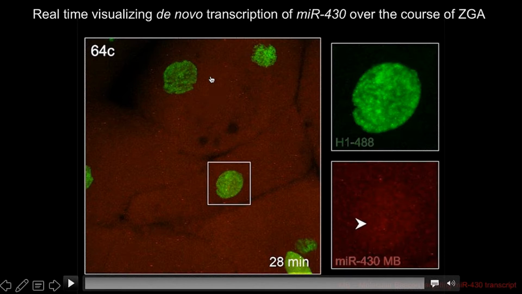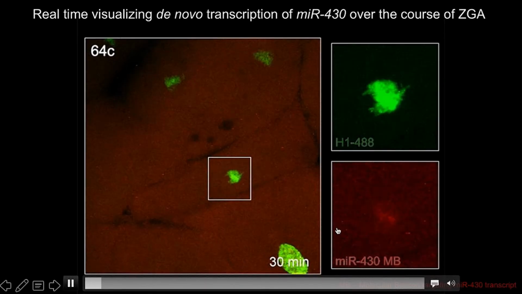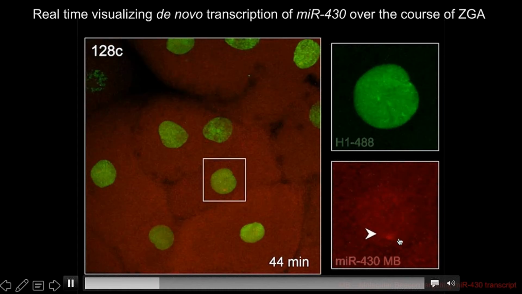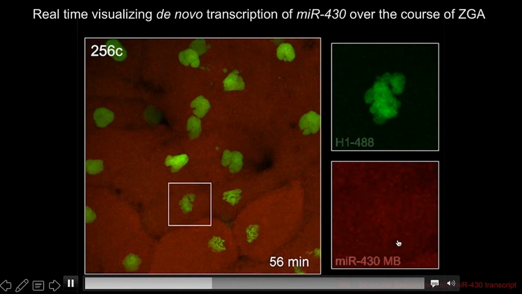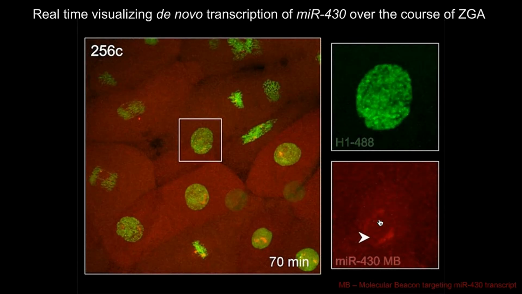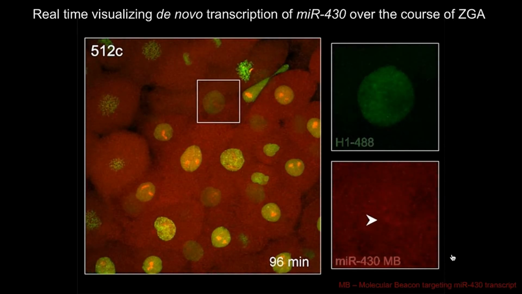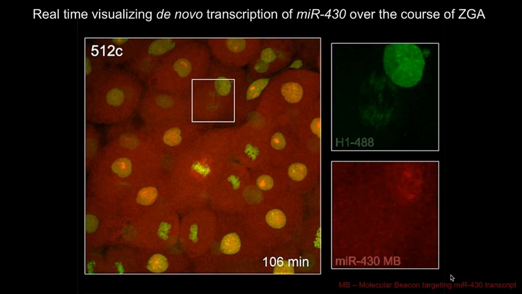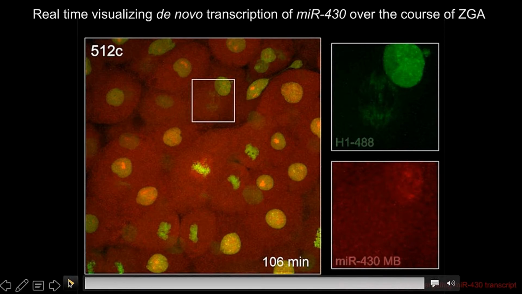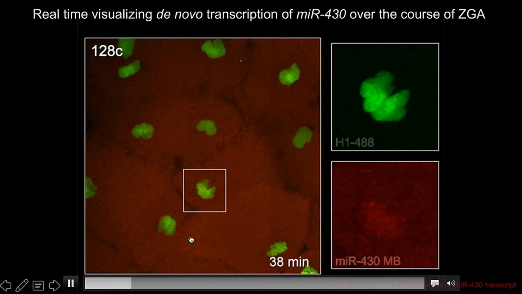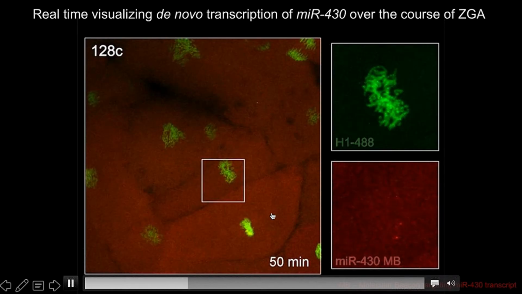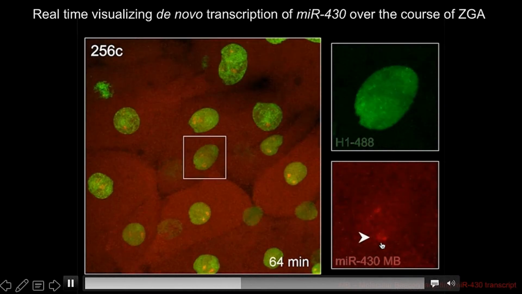In this case, what we are seeing is a 64-cell stage. We're focusing on a single nucleus where you can see the molecular beacon in red in this inset. And what we can see is that in a living embryo, we can see the burst of transcription over time. This was quite exciting because it's the first time that we can visualize transcription in vivo in the zebrafish embryo, directly looking at the hybridization between this oligo and the primary transcript that is produced from this locus.